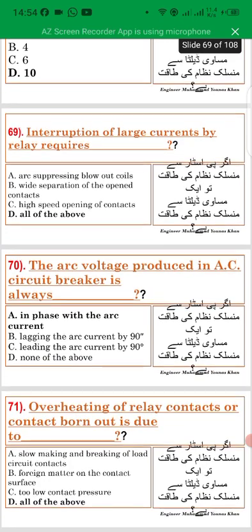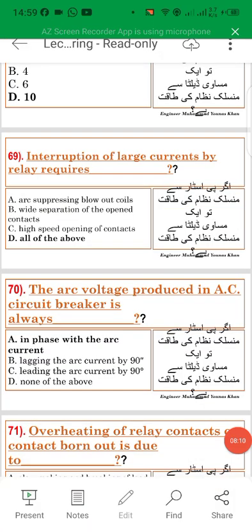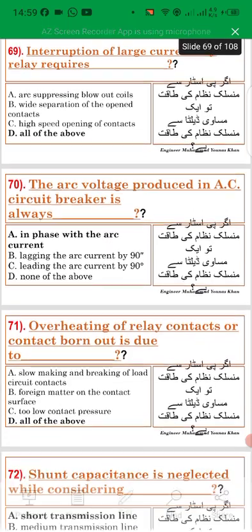Interruption of large current by relay requires arc suppressing blow out coils, wide separation of the open contacts, high speed opening of contacts, all of the above.